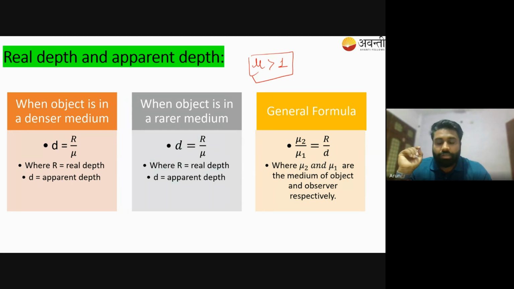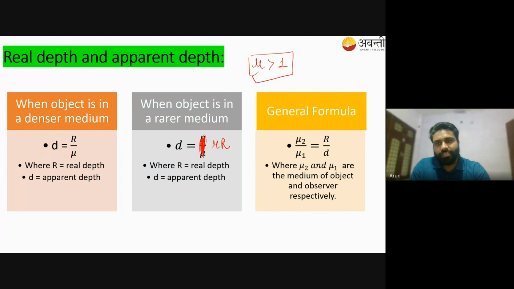Got it? So in that medium, oh my God, there is a mistake here. This D and D is the same. I have recognized it. So this is not the formula. D is mu times R. So this real depth, the apparent depth is going to increase by how many times?